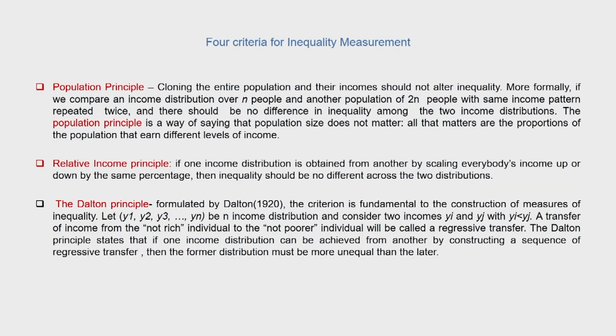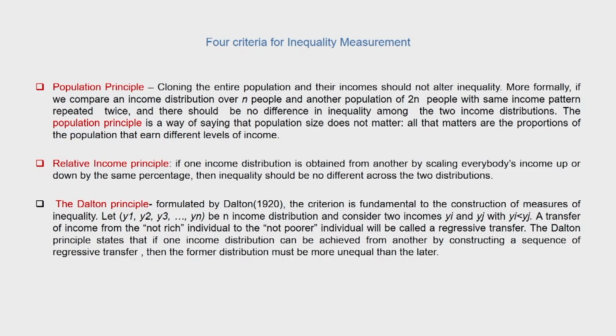The second principle that we had studied was the population principle, which is also equally important when we are trying to come up with an inequality index. Now, what did the population principle tell us? It tells us that cloning the entire population and their incomes should not alter inequality. So more formally, if we compare an income distribution over n people and another population of 2n people with same income pattern repeated twice, there should be no difference in inequality among the two income distributions. And this population principle is basically a way of saying that population size does not matter. All that matters are the proportions of the population that earn different levels of income.